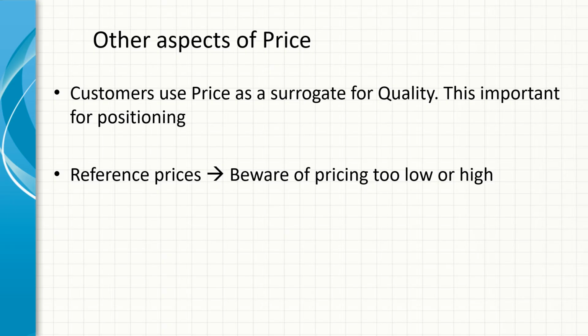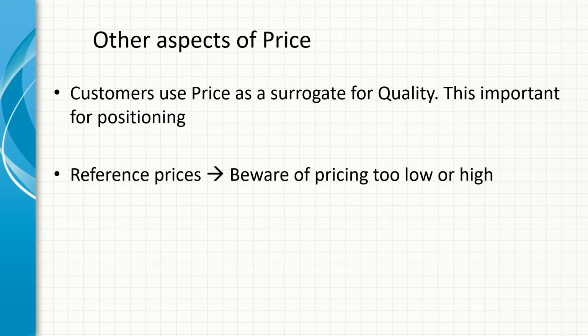Some other aspects of price. Understand that customers use price as a surrogate for quality. This is important for positioning. So if you think about saying, well, we have the best, ours is the best golf course in town. Well, if mine is the best golf course in town, the price should reflect that. You can't say I have the best golf course in town and then charge the lowest rate, because customers who don't know anything else about the golf course get some sort of a notion of how good the golf course is by price.